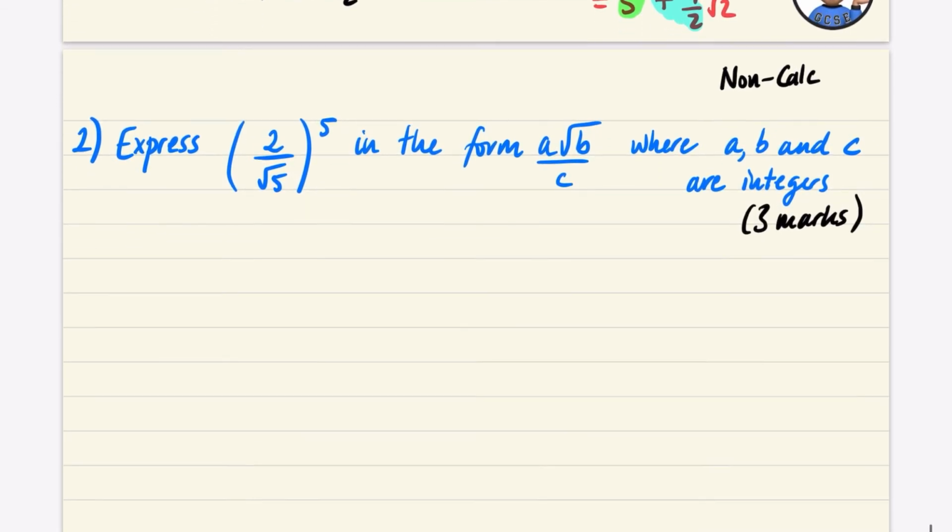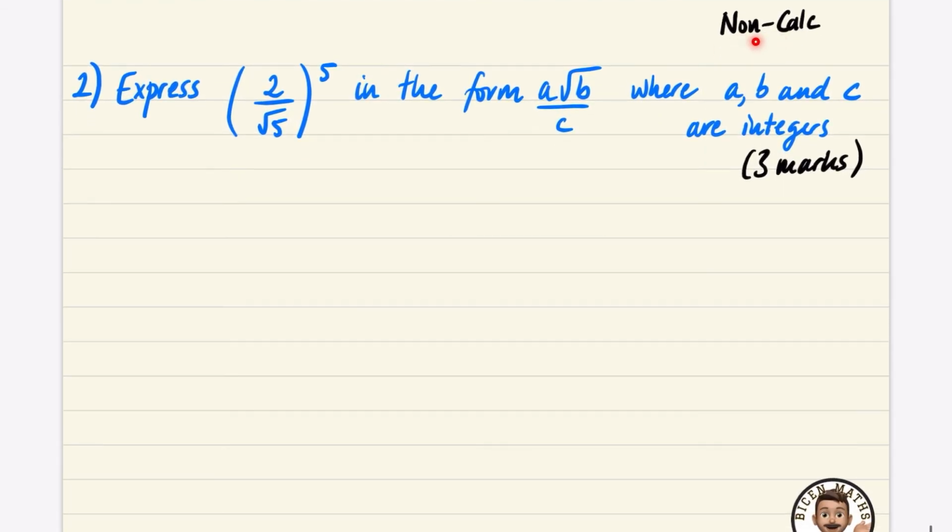Okay, let's just try this last one that I've got here. It's non-calculator and it's 3 marks. It says express 2 over root 5 to the power of 5 in this form that we've got here. So let's just think about what this is saying. We know that if you have something written like this, 2 over root 5 to the power of 5, we could write out what it means multiplying by itself 5 times, or you could say it's 2 to the power of 5 over the square root of 5 to the power of 5.